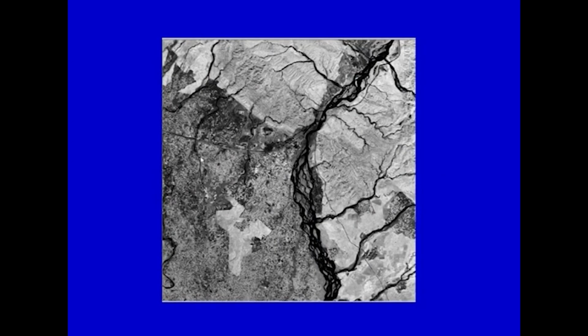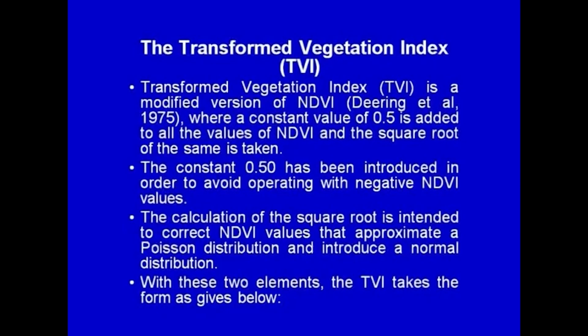This particular image shows the NDVI image, which has been generated by taking the NDVI of the near infrared and the red band of data. This image is very similar to what we have seen for ratio. However, what we can find here is that the different densities of forest cover are more explicitly shown in this particular image. The next index is the transformed vegetation index, or what we call TVI.